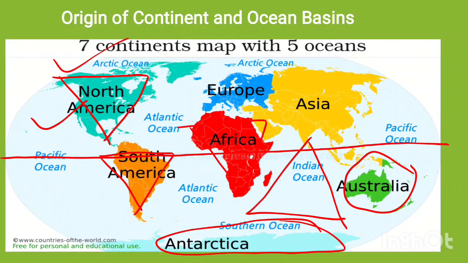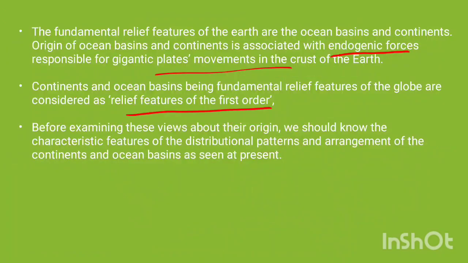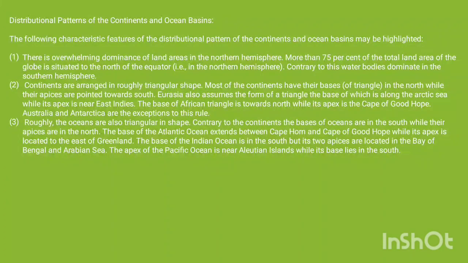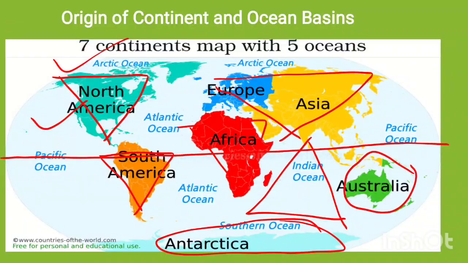Antarctica and Australia are exceptions, but most of the continents such as your North America, South America, Africa, Asia and Europe, Eurasia, are roughly triangular in shape. For example, Eurasia forms a triangle in which the base is along your Arctic Ocean and the apex is near the East Indies. And also the African triangle, whose base in the north is near your Europe, and where the apex is your Cape of Good Hope.